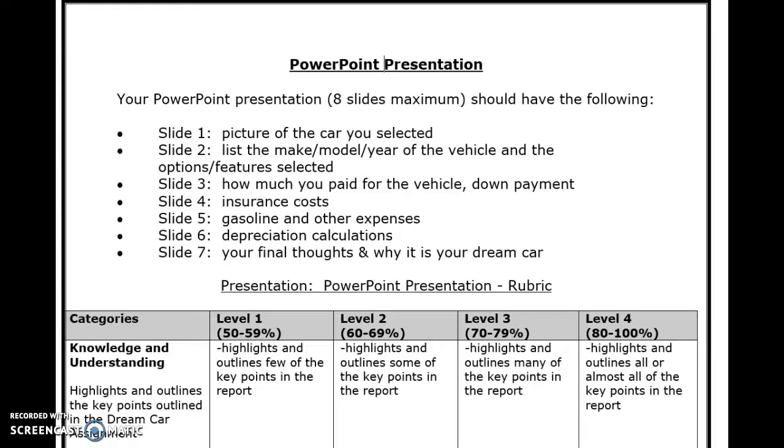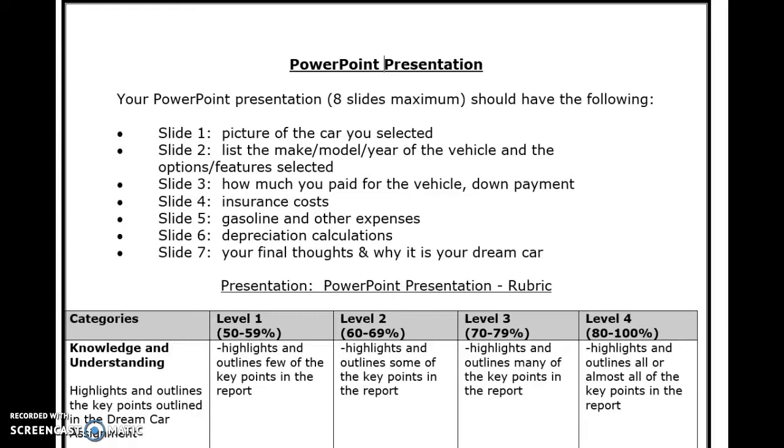So slide 1 is a picture of the car you selected. Slide 2 is list the make, model, year of the vehicle, and the option features you selected. So if you had a sunroof, you added the GPS system, if you had a tow package, leather interior, whatever options you added, maybe it's a crazy sound system, just tell me the options that you added.